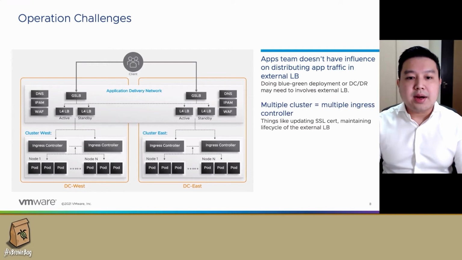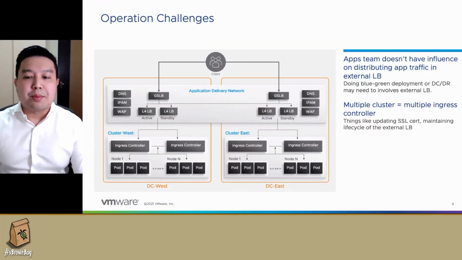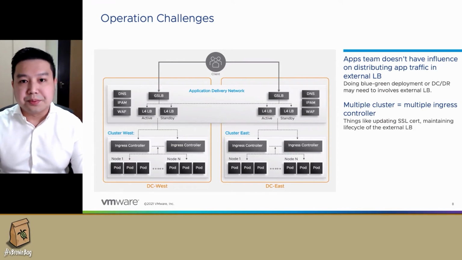Second, it is rare that an enterprise only runs a single container platform like this. Typically, they run multiple sets of this because they have SIT, UAT, and development environments. They have multiple Kubernetes clusters for this, and this will increase the number of external load balancers as well as Ingress controllers. So operations like updating the SSL certificate or maintaining the life cycle of the external load balancer are challenging.